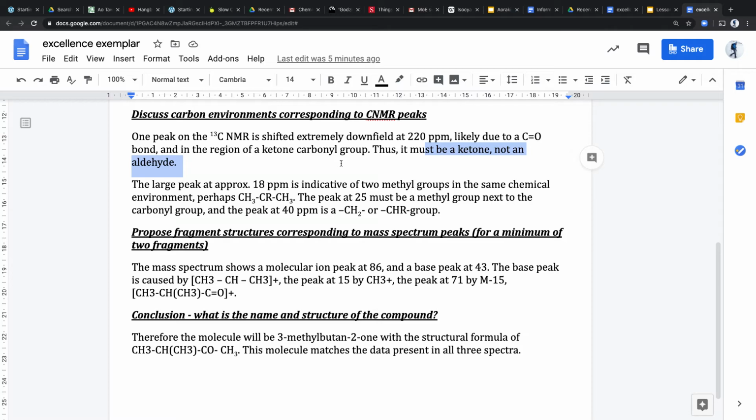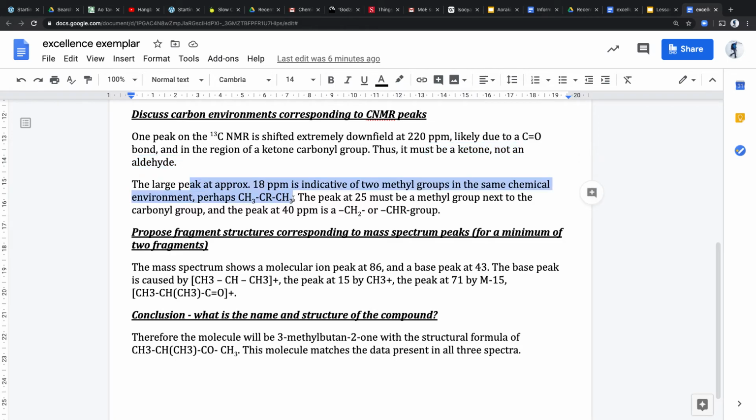We could use the mass spectrum to help justify why it's a ketone and not the aldehyde. It still adds up to that mass, so it still works. Moving on. What about the other peaks? We need to say something specifically about those peaks and what their environments are like.